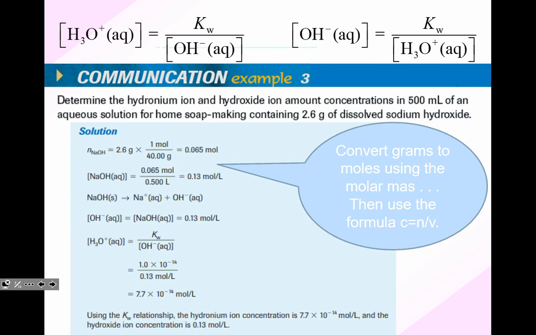So here's another one. Keep in mind you have the formula to find the concentration of the hydronium ion and the concentration of the hydroxide ion. You know how to do that. It's just Kw over the thing you're not looking for. Determine the hydronium ion and the hydroxide ion amount concentrations in 500 milliliters of an aqueous solution for home soap making containing 2.6 grams of dissolved sodium hydroxide.